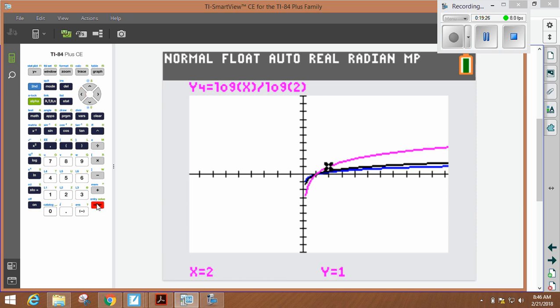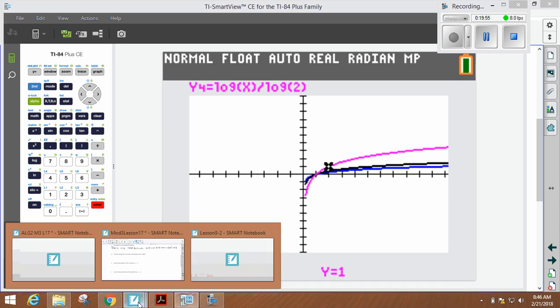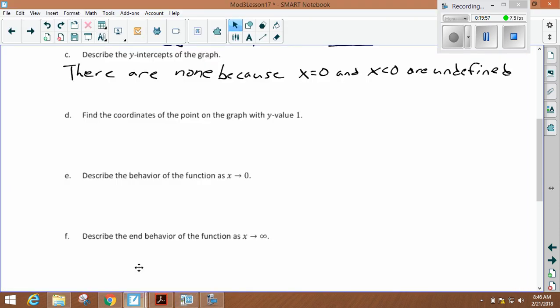Well, how about that? I know the answer, right? If you hit, while trace is on, if you just hit 2, enter, it gives you your y value when x equals 2. So that means that my y value is for log base 2 of x, for an x value of 2, my y value is 1. So let's go ahead and write that in terms of an answer.